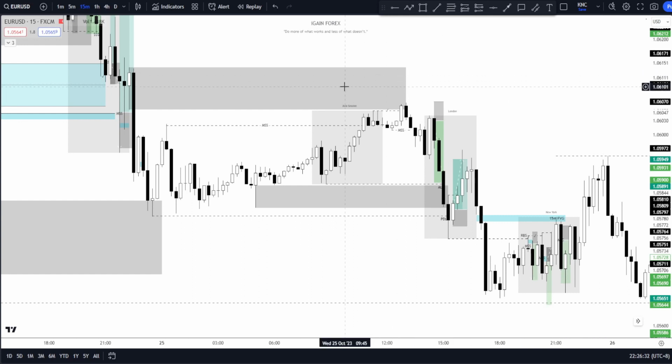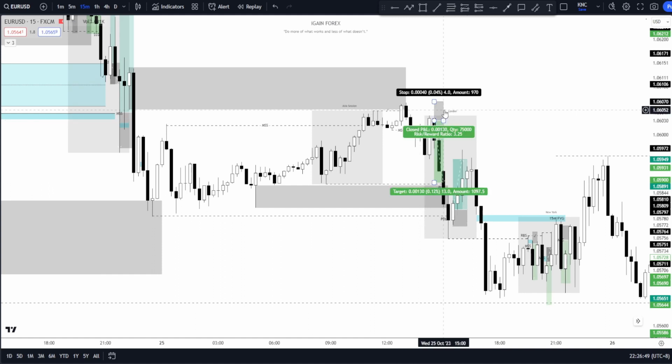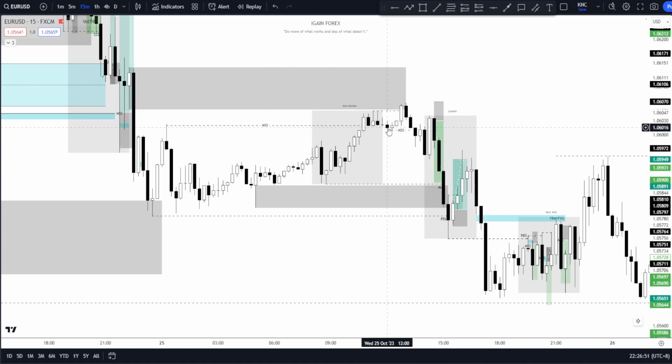Okay guys, so here Wednesday, October 25, starting again on the 15-minute time frame, we have here the supply zone. So I marked the supply zone and Asia high was taken before New York, London session opens. Okay, so by the time it taps this zone, we have a market structure shift happen.